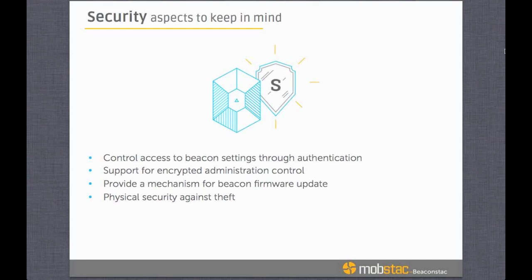So it's important for you to think about or procure beacons which have the ability to control access to settings through an authentication mechanism, and you also want to make sure that they support encrypted administration control. If it's very simple administration control just over standard Bluetooth, then they're essentially opening themselves up to eavesdropping and other such attacks. And so it's important for the administration control to be encrypted.